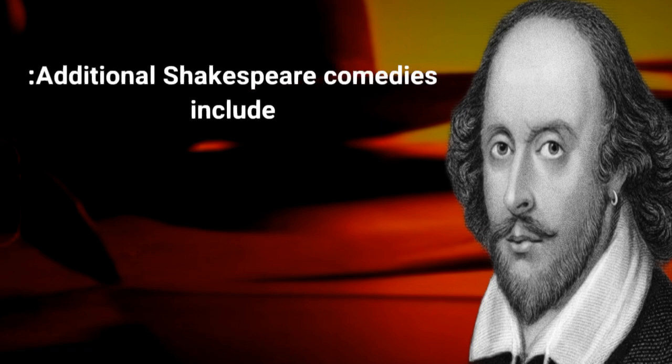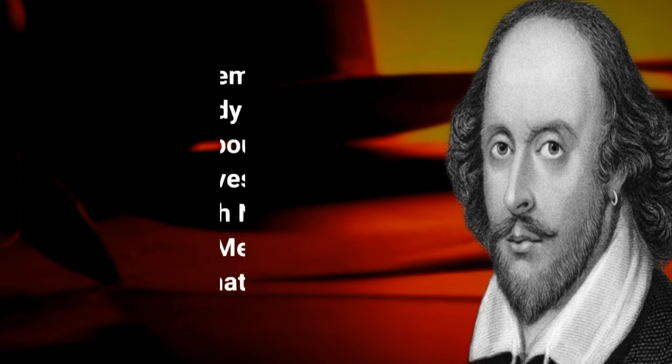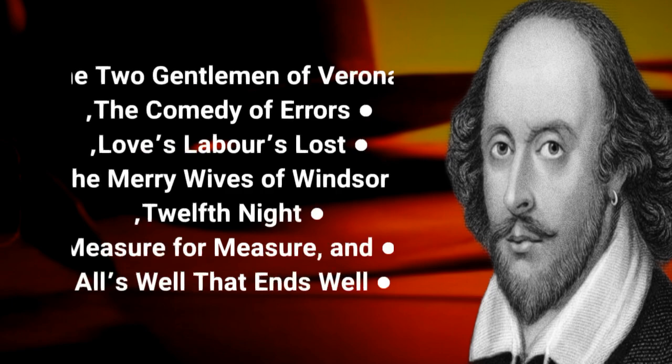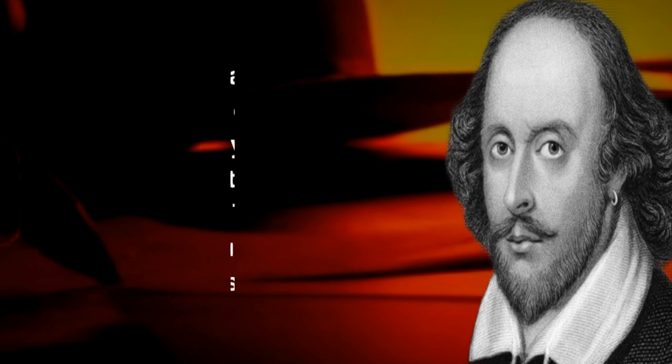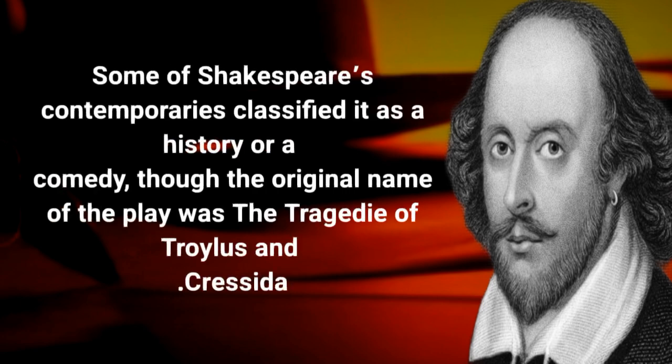Additional Shakespeare comedies include The Two Gentlemen of Verona, The Comedy of Errors, Love's Labour's Lost, The Merry Wives of Windsor, Twelfth Night, Measure for Measure, and All's Well That Ends Well. Troilus and Cressida is emblematic of the Shakespearean problem play which defies genres. Some of Shakespeare's contemporaries classified it as a history or a comedy, though the original name of the play was The Tragedy of Troilus and Cressida.